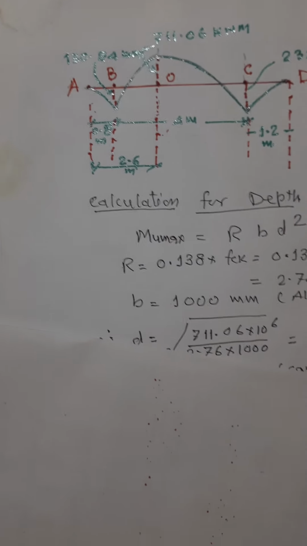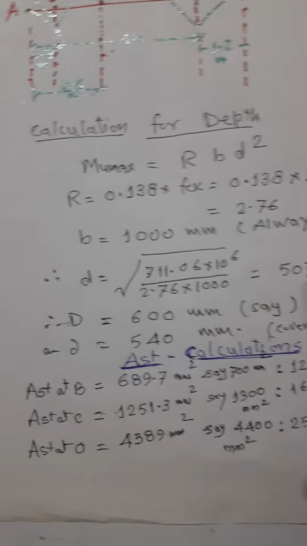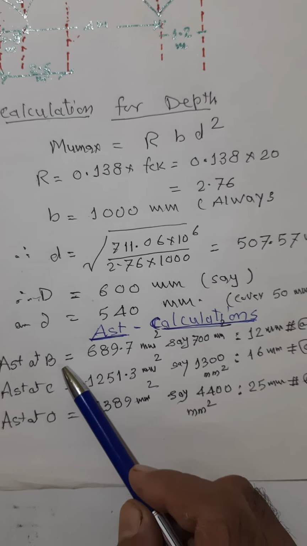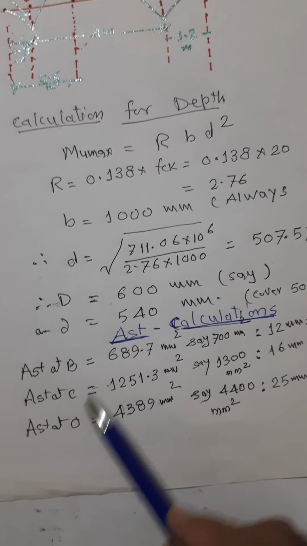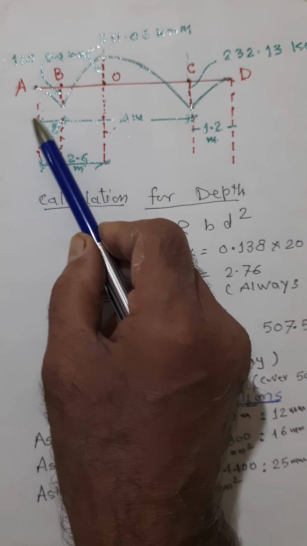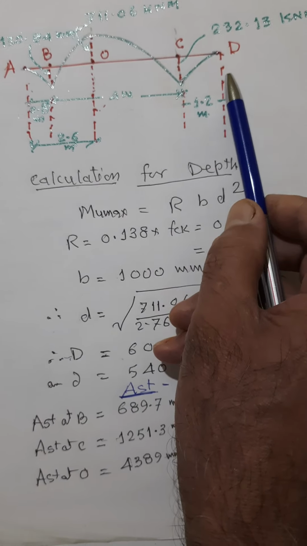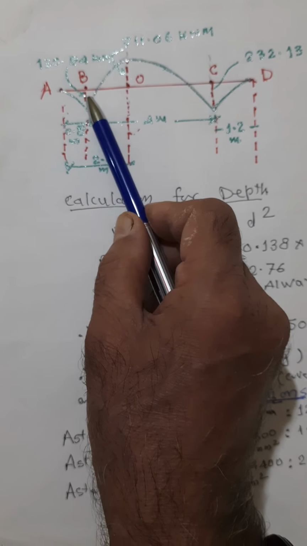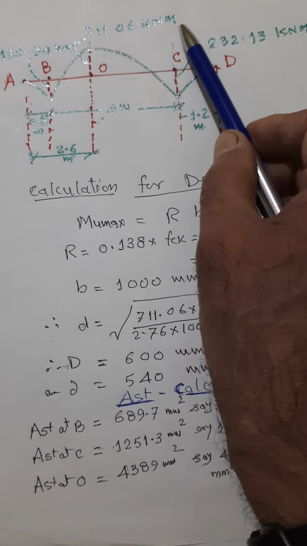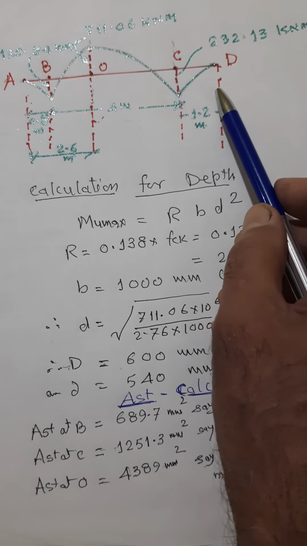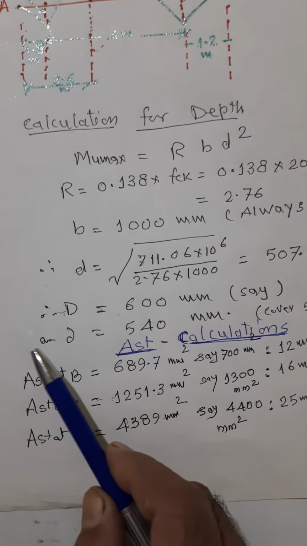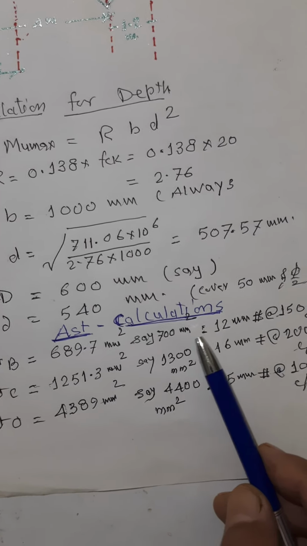So find out the bending moment first, and then depth, and then it comes out to be area of steel at B, area of steel at C, and area of steel at D. A, B, C, D. B is the point where the first column applies the load. C is the load of the second column. D is the edge. A and D are the left and the right edge. Then use the diameter and calculate the spacing.